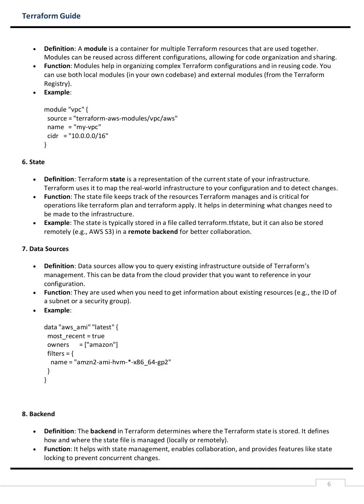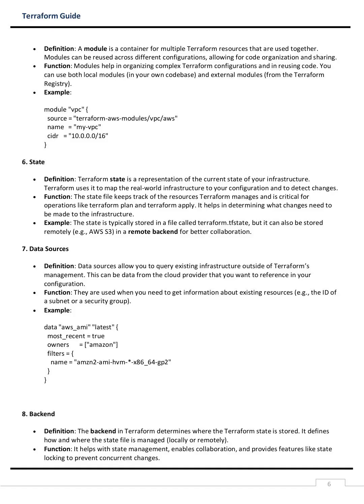6. State. Definition: Terraform state is a representation of the current state of your infrastructure. Terraform uses it to map the real-world infrastructure to your configuration and to detect changes. Function: The state file keeps track of the resources Terraform manages and is critical for operations like terraform plan and terraform apply. It helps in determining what changes need to be made to the infrastructure. Example: The state is typically stored in a file called terraform.tfstate, but it can also be stored remotely, for example in AWS S3, in a remote backend for better collaboration.